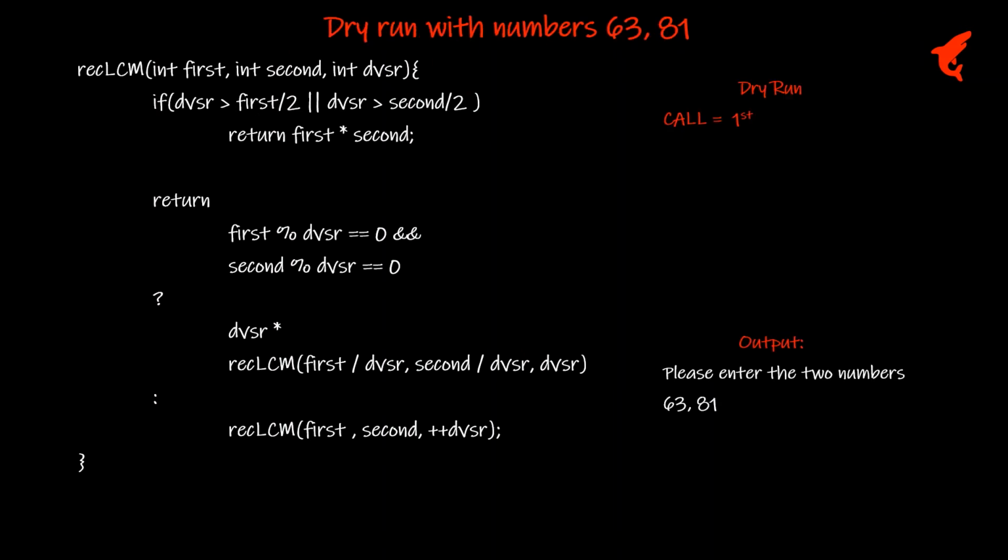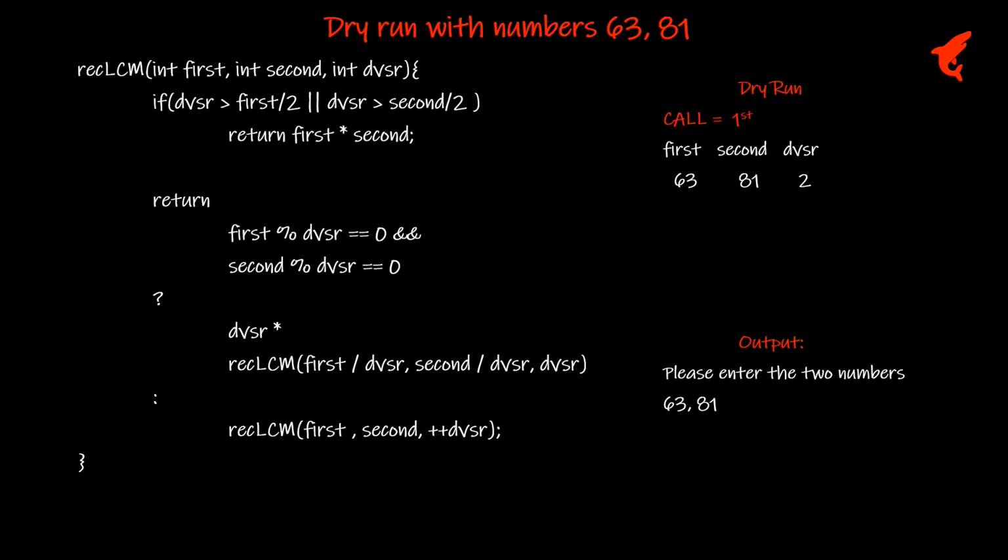So let's look at the dry run. We will assume that the main function was called. The user entered values 63 and 81 for first and second, and then the rec LCM function was called. So this is our first call to rec LCM, and first, second, and DVSR are going to have values 63, 81 and 2 respectively, right? The base condition is checked, obviously not true, so the control goes to the return statement, rather the condition of the conditional expression operator. So this condition is checked: can 2 divide first and second completely? The answer is no, the condition is false.